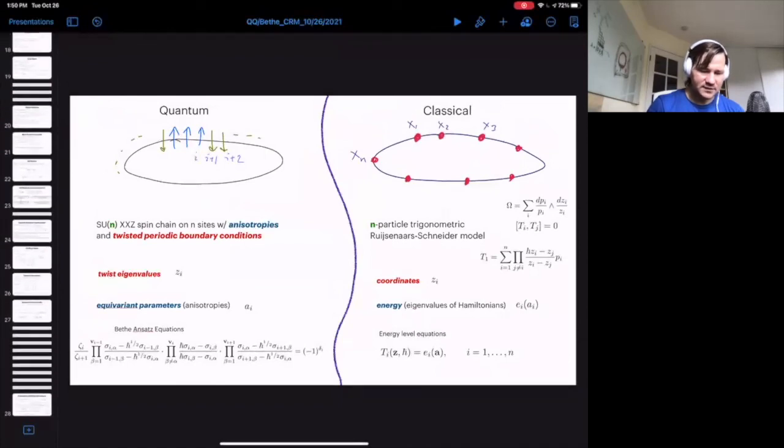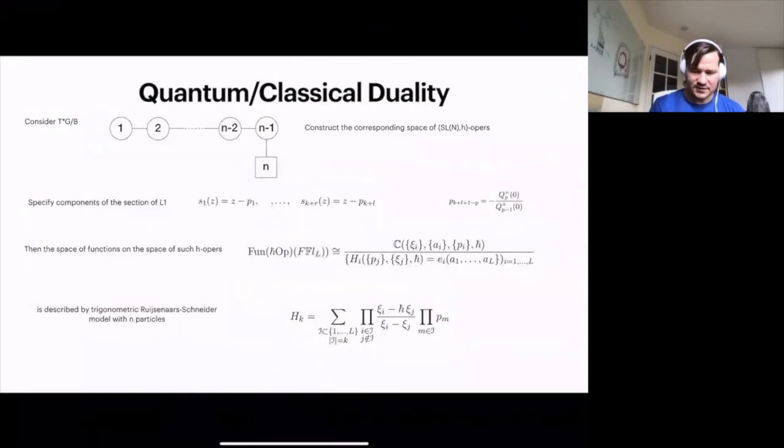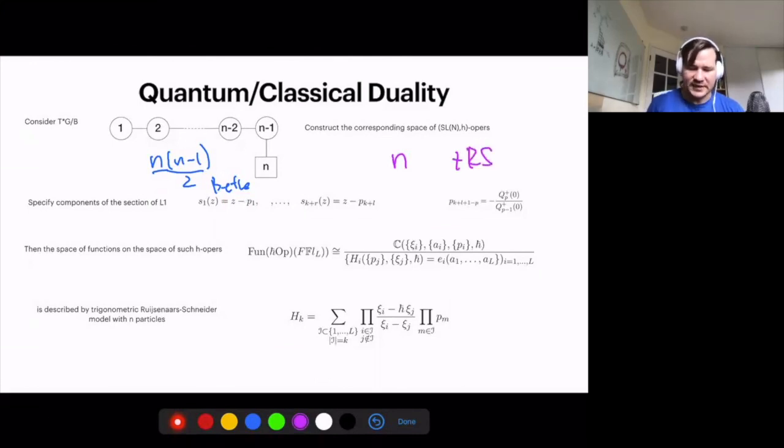counting is completely different. Say here, for this kind of system, you will have n minus 1 over 2 Bethe roots, so that many Bethe equations, right? And then on the quantum side, you have quadratically many equations, right? And on the classical side, we'll have just n. We'll have just n Hamiltonians.